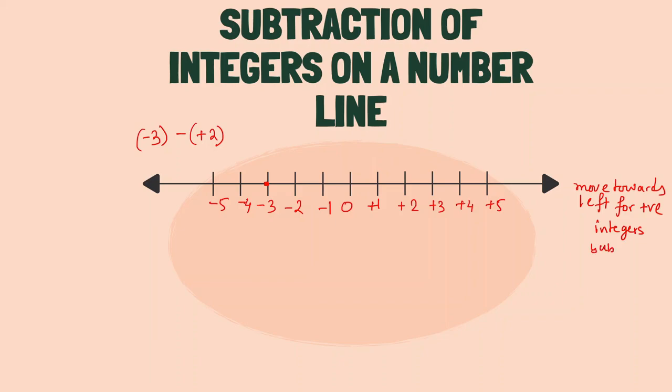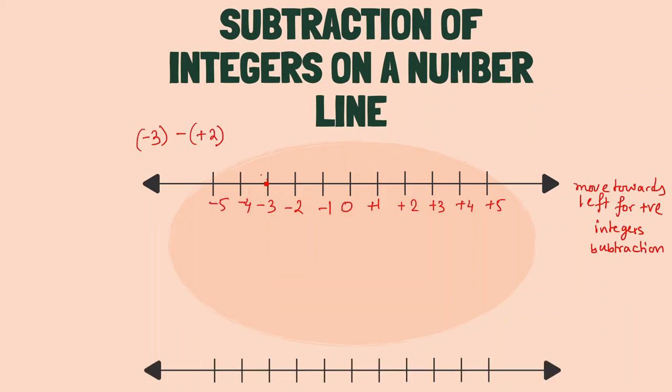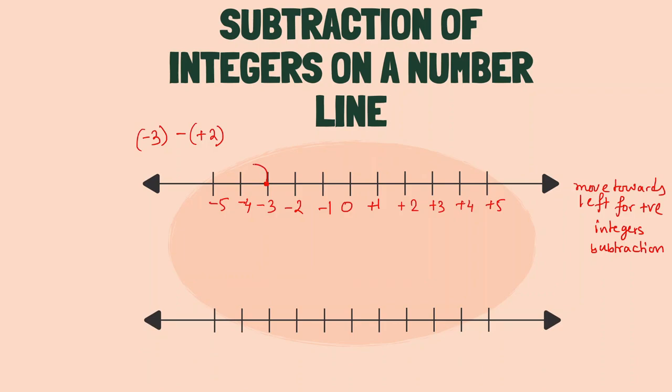Subtraction. So I have to go towards the left. So I am going here one step, then from here two steps. So where am I reaching? I am reaching at minus 5. So minus 3 minus 2 is equal to minus 5.